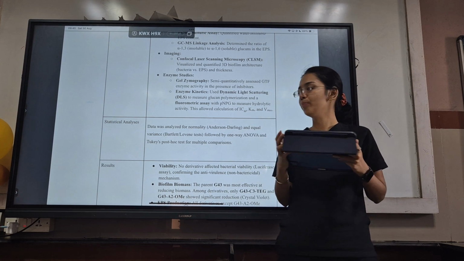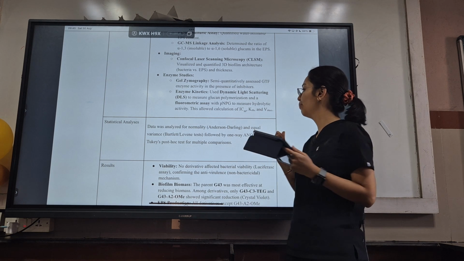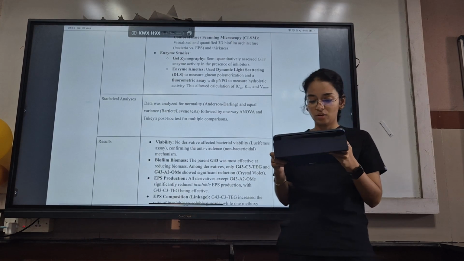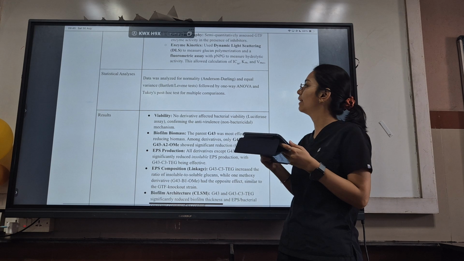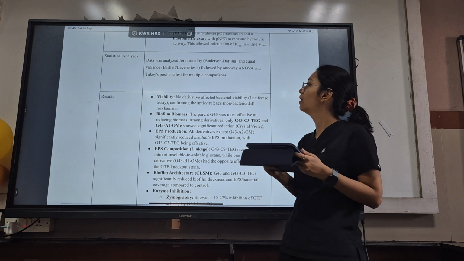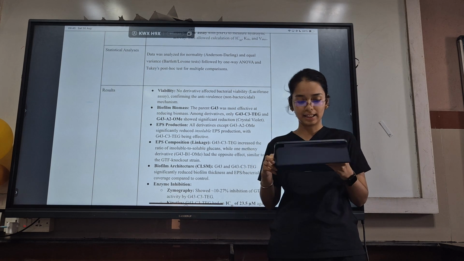hydrolytic activity. And there is also calculation of the IC50, the Km, which is the Michaelis constant, and the Vmax. Statistical analysis was done. Data was analyzed for normality and equal variance using the Bartlett or Levene test, followed by one-way ANOVA and Tukey post-hoc for multiple comparisons.